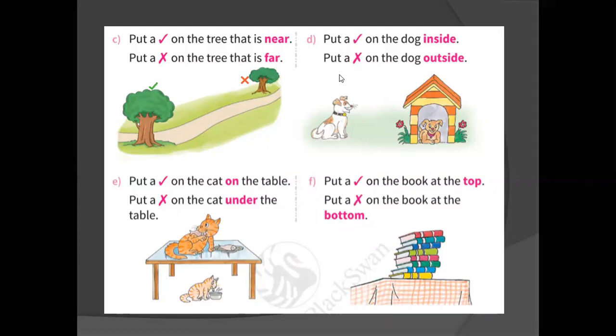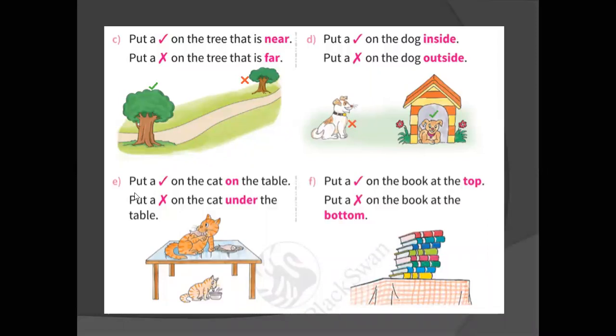Okay, next. D. Put a tick on the dog inside. Put a wrong on the dog which is outside. The dog which is inside the kennel, we have to put a tick. The dog which is outside, we have to put a wrong. Put a tick on the dog which is inside. Put a wrong on the dog which is outside, like me.